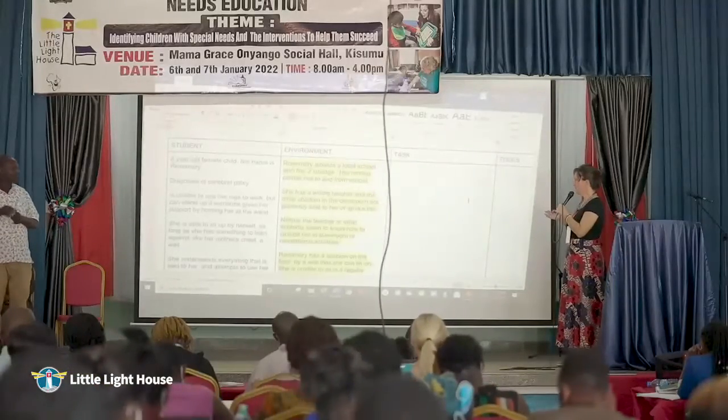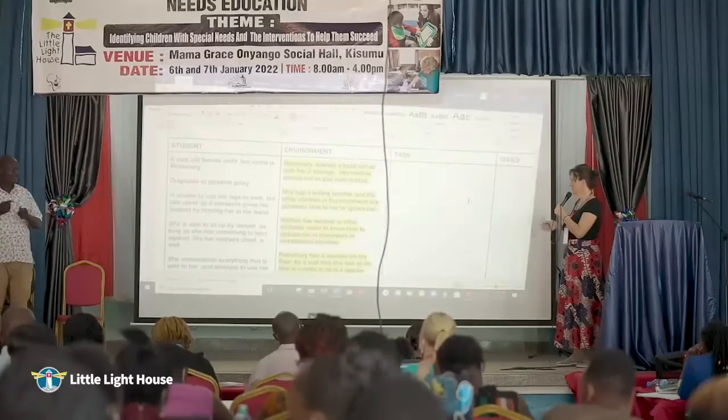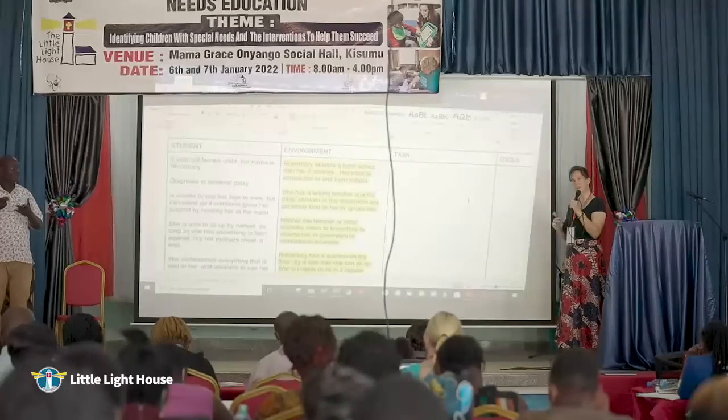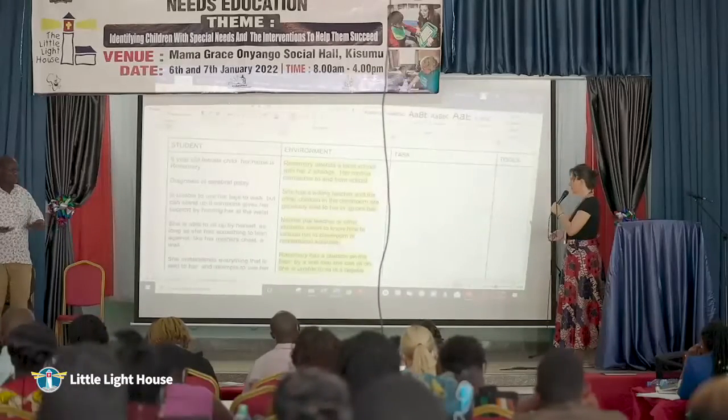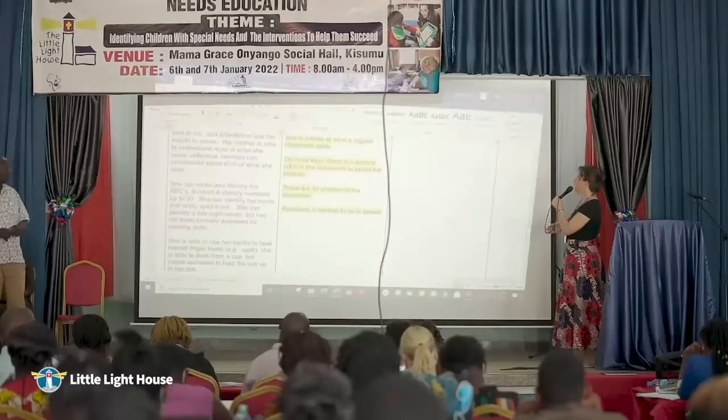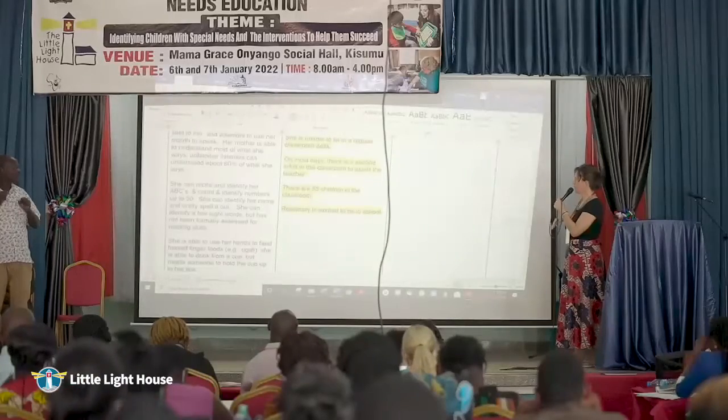So in the classroom, Rosemary has a cushion on the floor, and they have the cushion by a wall so she can lean up against the wall because the chairs are too big for her. And so she can't sit at a regular classroom desk.